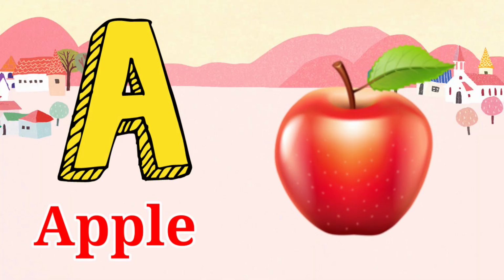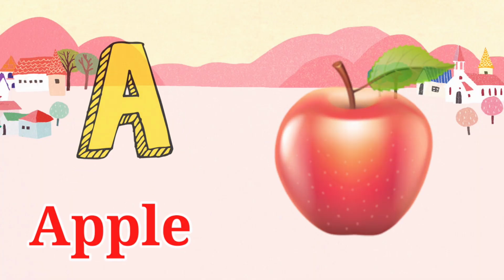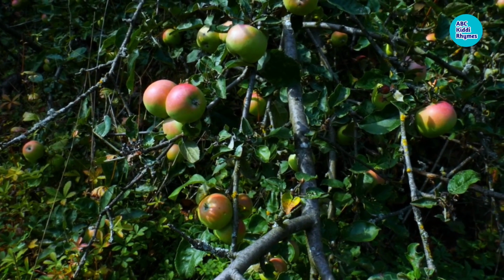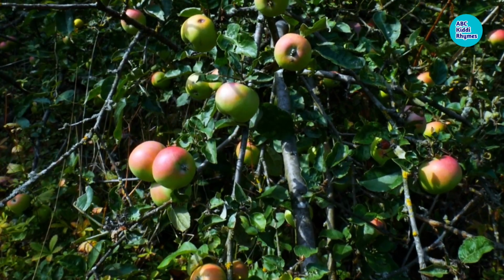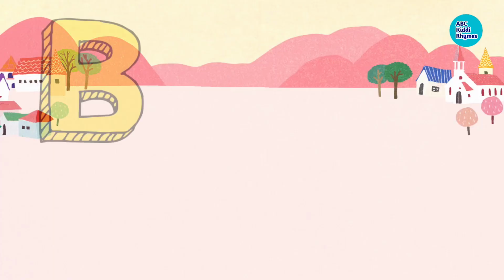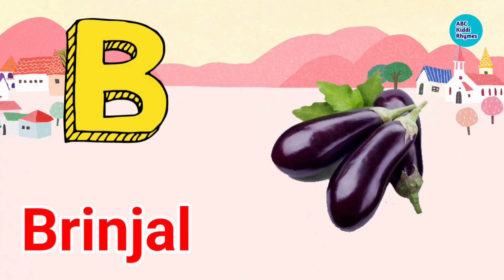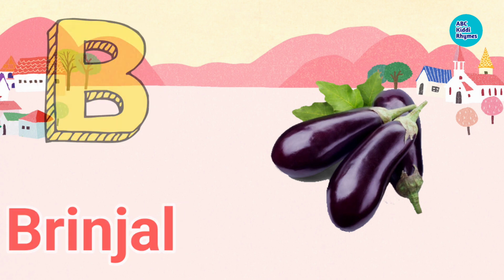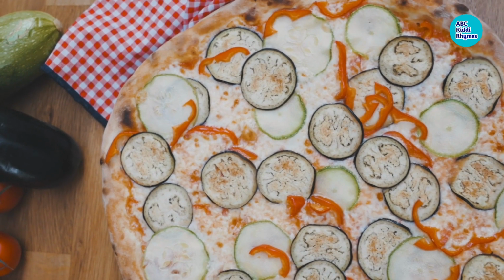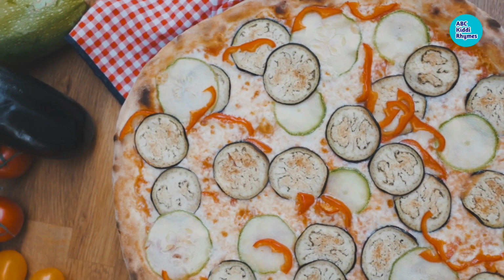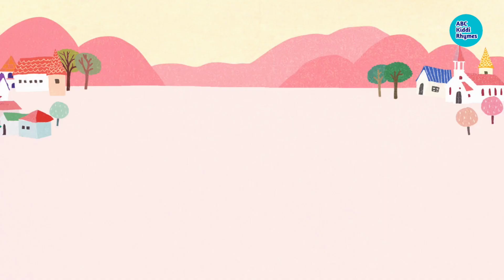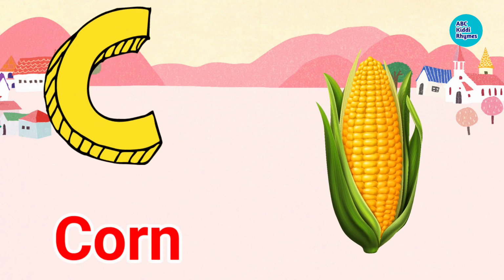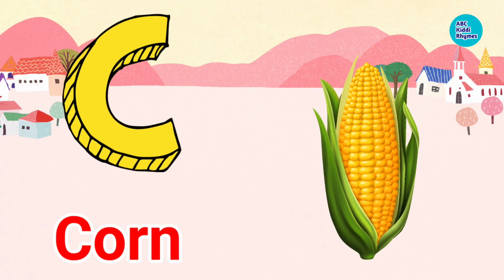A for apple. Apple means A. B for brinjal. Brinjal means baigan. C for corn. Corn means makka.